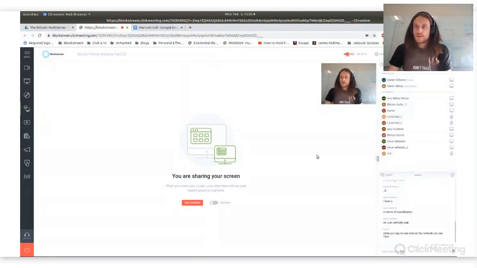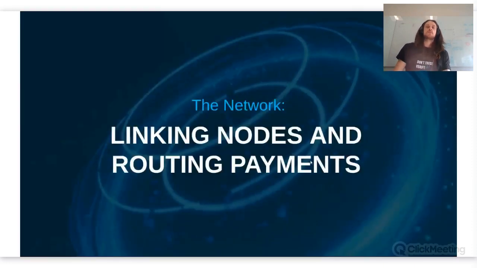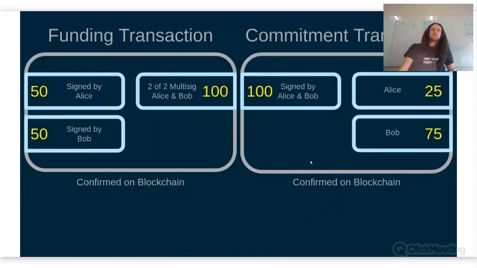What do you mean when you say no one else on the network can see the transactions? Right, okay, I should be clear with my language. When I say transactions, I'm talking about Lightning transactions, and then there are on-chain Bitcoin transactions.